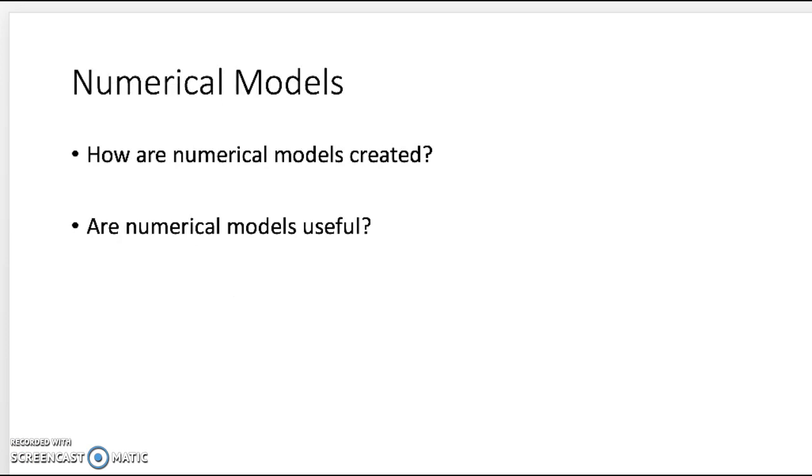Numerical models are created by looking at elite players, research through literature or online, and comparing your own model to the perfect model. Are numerical models useful? You need to know the technology, which can be quite complicated, so you have to be experienced with it. It's only really used for elite performers or universities because it's quite expensive.